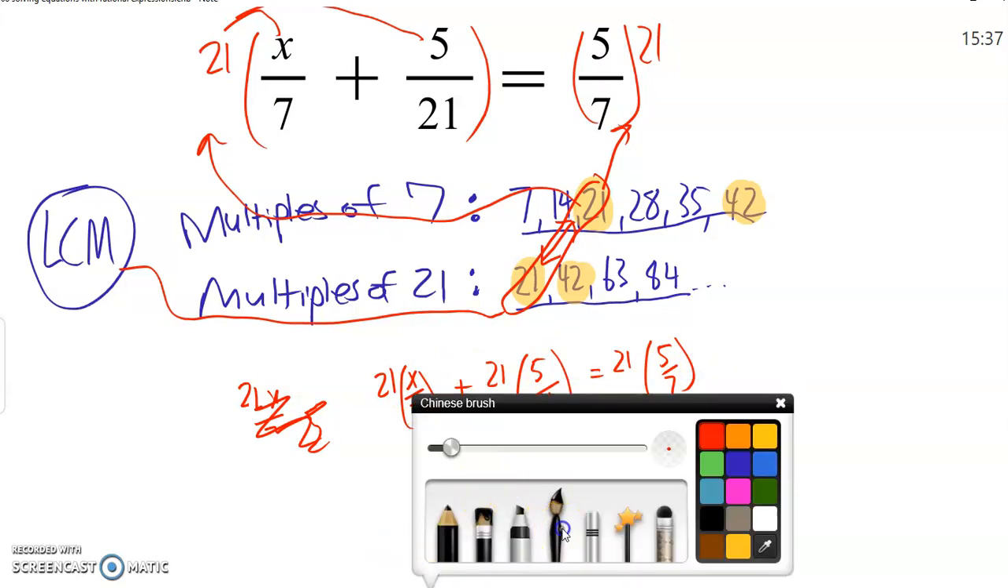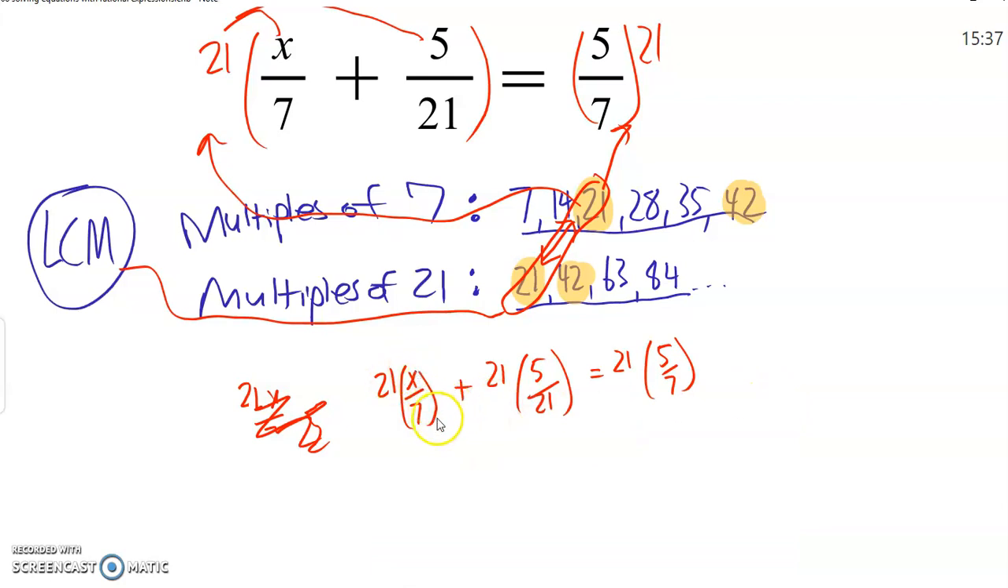Well, let me change colors. What is 21 times x over 7? First, I'm hoping that you see that this 21 and the 7 reduce. 7 goes into that once, 7 goes into this 3 times. So this turns out to be just 3x, not 21 times x and then divided by 7. You can think of it that way, but it's 3x. Plus, look at this: 21 divided by 21, they cancel each other out, so I'm left with 5. And over here, 21 and 7 reduce, 7 goes into that 3 times and 7 goes into that 1, so it reduces to 3 over 1. 3 times 5 is 15.